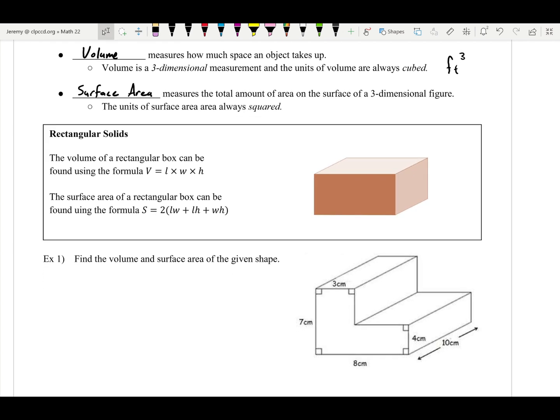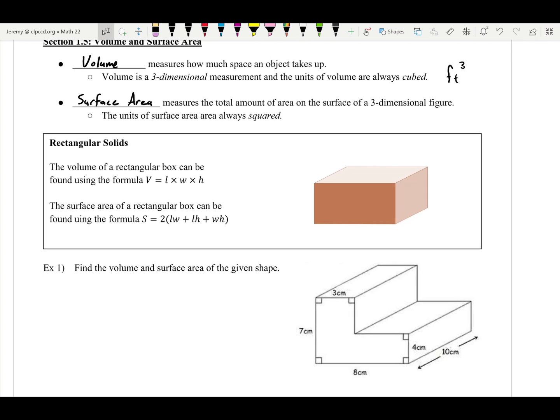Let's get into some formulas. We'll start with rectangular solids. These are kind of the most basic three-dimensional shapes that we'll see. Rectangular solids are just where we have right angles all around, so let me mark these out, right angles here and all over the place. So, taking a bunch of rectangles and putting them together.